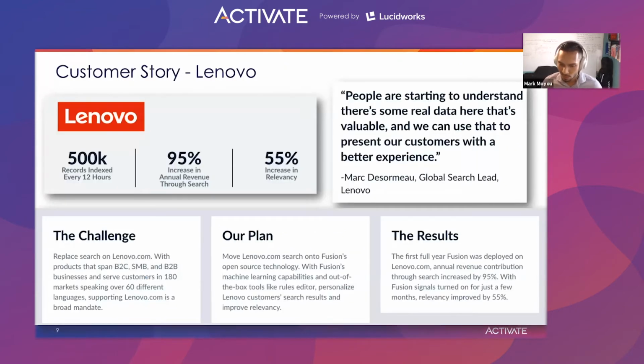Taking a look at a customer story, Lenovo achieved quite significant gains by implementing signals on Fusion. The 3 things I want you to focus on are, the dramatic increase in revenue. That's what's fantastic. We always like when our clients make money. And in addition, the increase in relevancy, right? So users started to click things that were closer to the top of the list when querying the system.